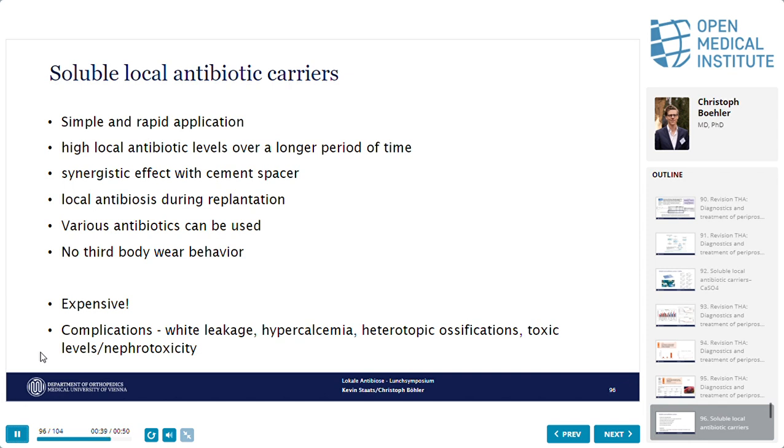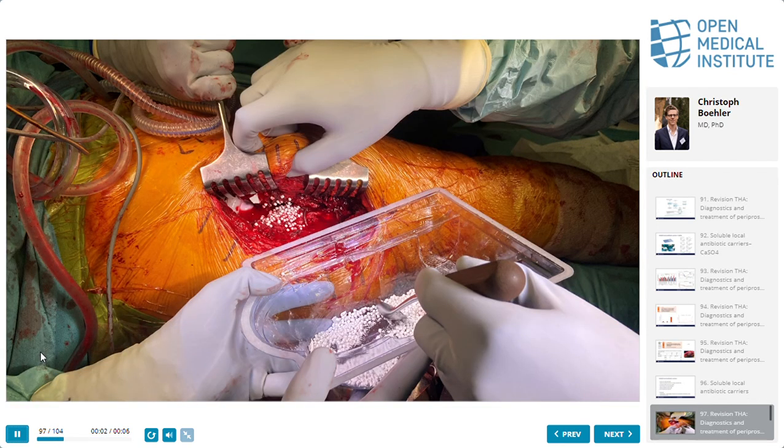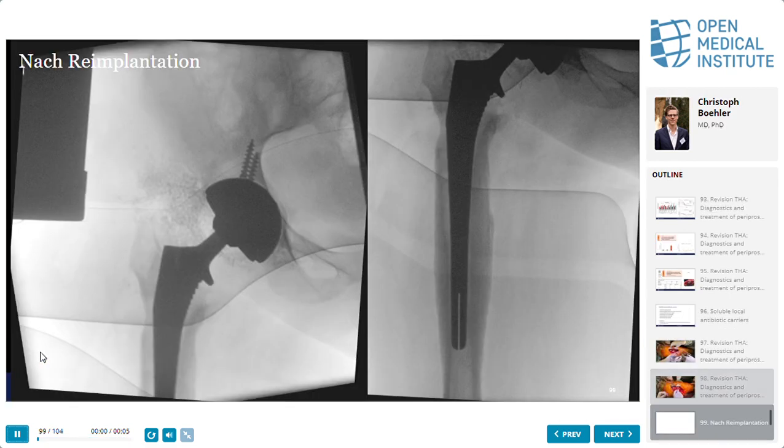It's expensive, so it's about 490 euros for a small package, 800 euros for a large package, and the complications we've already discussed. Here you see how easy it's to apply. So you just basically put it in when you're done with your surgery. And this is how it looks. And within weeks, you won't see the beads anymore.